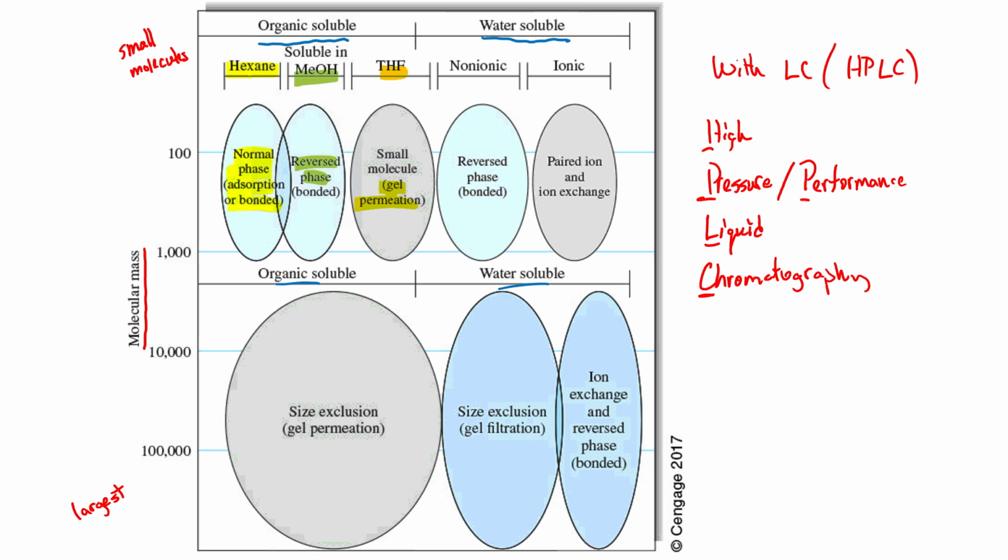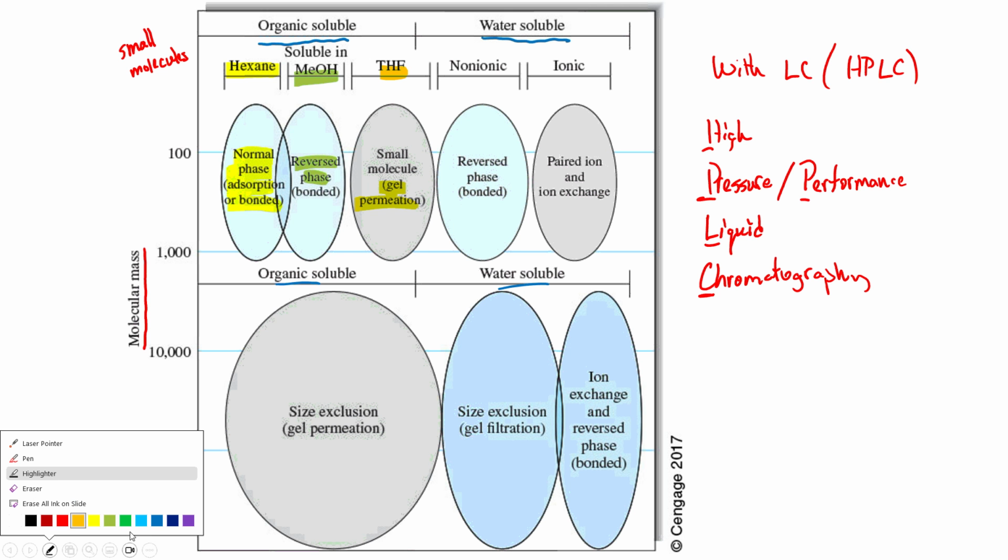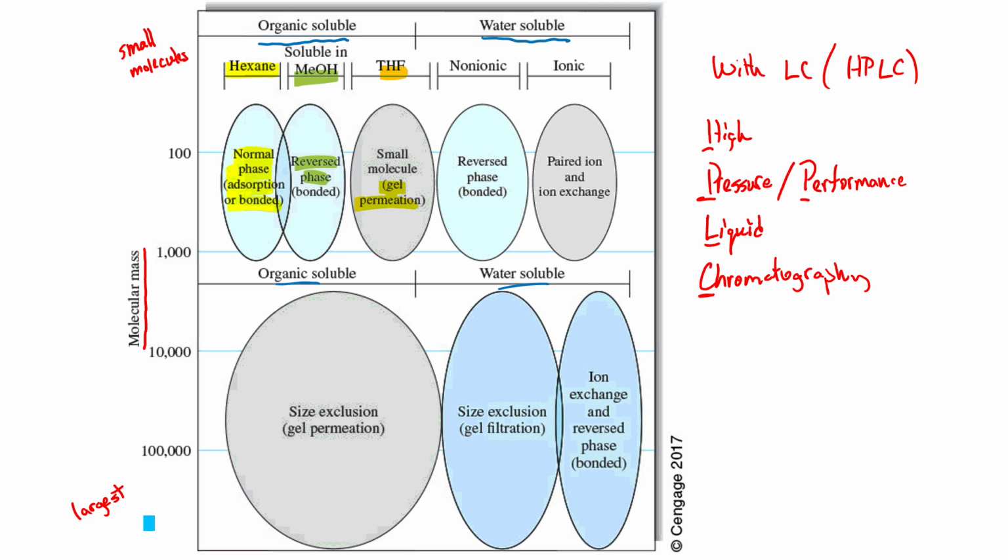And then if we go to the things that are water soluble, we have kind of two choices. We have things that are non-ionic versus things that are ionic. For non-ionic things, we usually separate those in reverse phase chromatography.